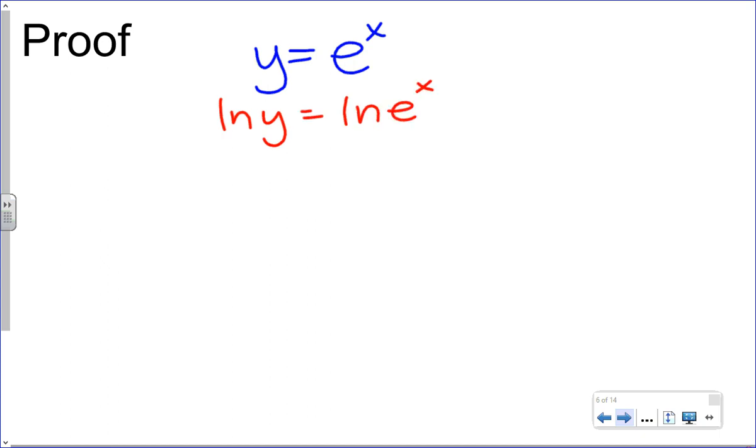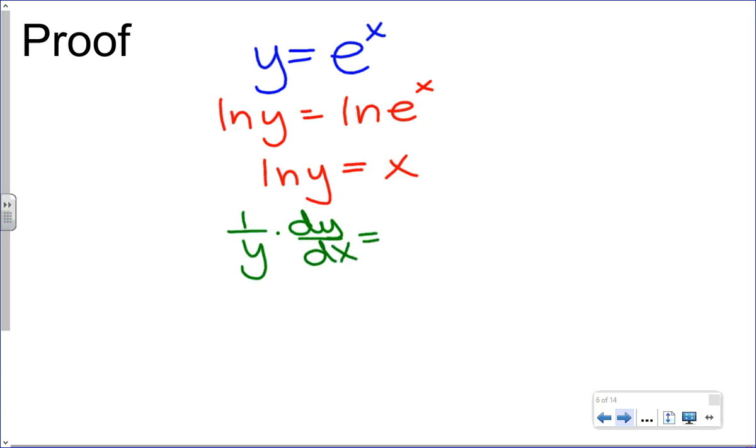Okay, let's use our knowledge of our logarithmic differentiation. Well, what happens to natural log of e to the x? It becomes x. So now let's do our derivative. Derivative of natural log of y is 1 over y dy dx. Derivative of x, 1. dy dx is y, which is e to the x.